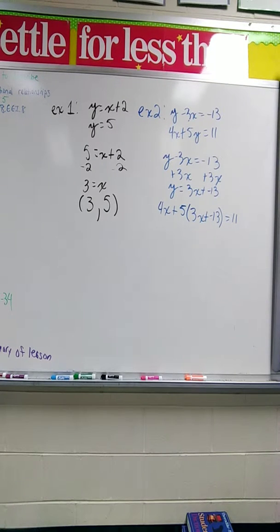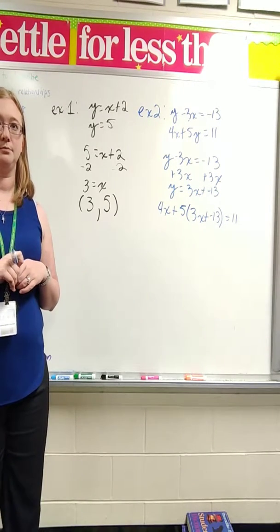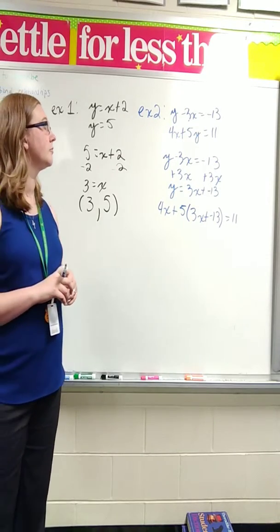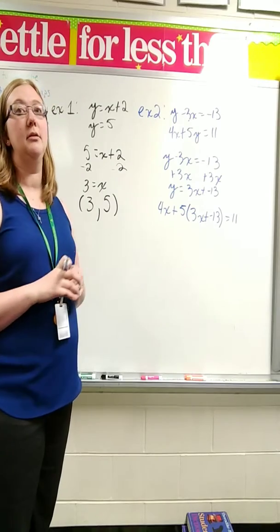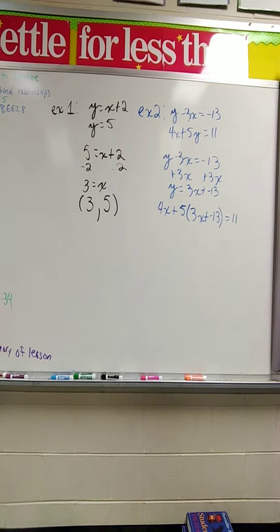Questions at this point? Yes, sir. Where'd you get the 4x plus 5y equals 11? Okay, so we have both of those equations that were given in our problem. We are told to solve the system of equations algebraically with the equations y minus 3x equals negative 13 and 4x plus 5y equals 11. Okay. I see it.